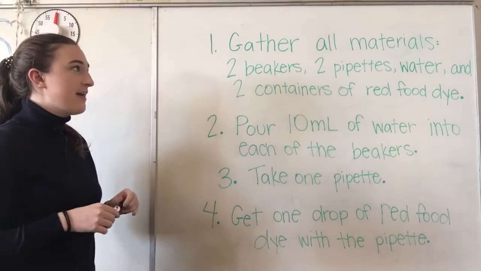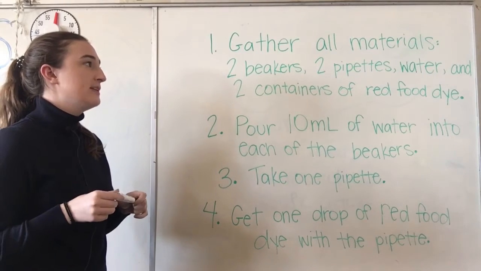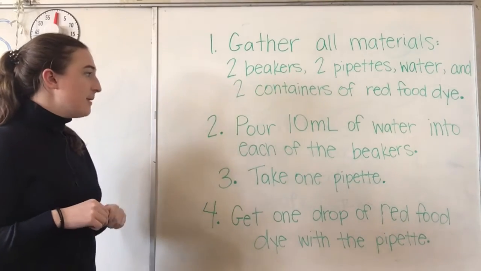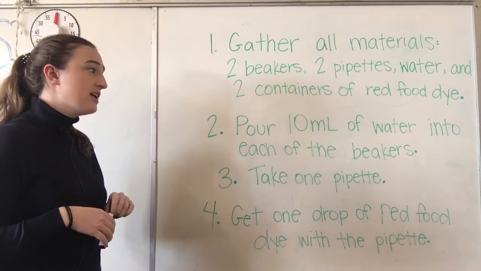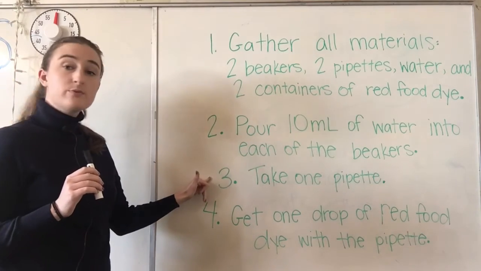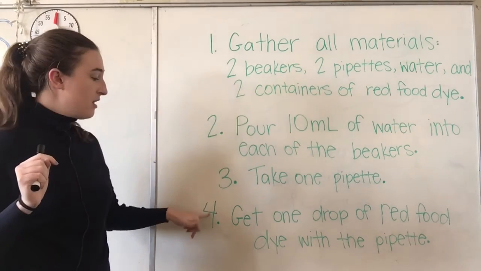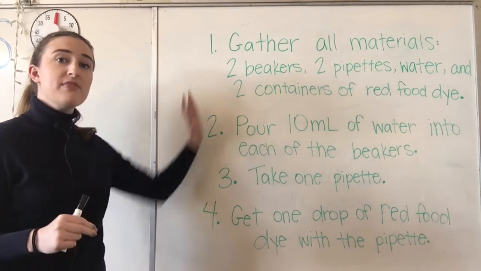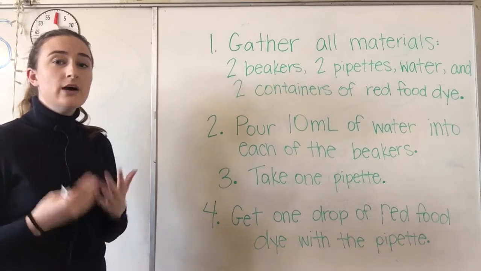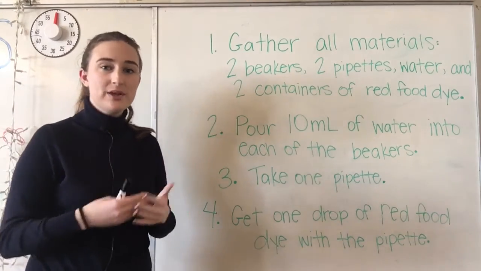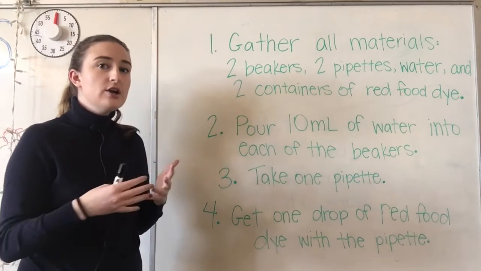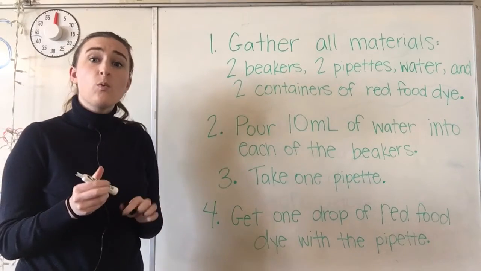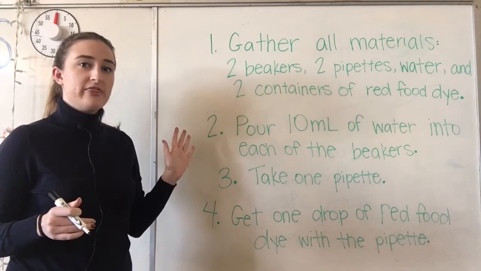It says 1, gather all materials, 2 beakers, 2 pipettes, water, and 2 containers of red food dye. The second step is pour 10 milliliters of water into each of the beakers. 3, take 1 pipette. 4, get 1 drop of red food dye with the pipette. And that is the procedure that we've been given. Now it's up to us to criticize, to evaluate this procedure and see what can get better and what we need to fix. So this procedure is missing one thing. We need to find out what that one thing is.